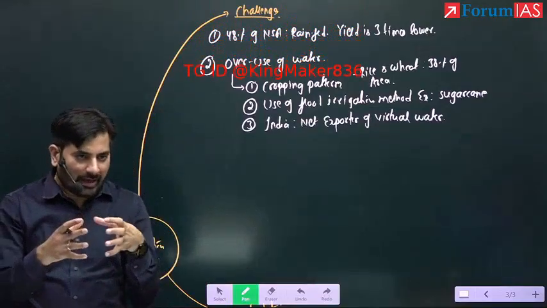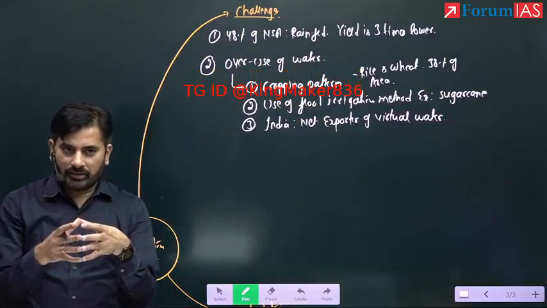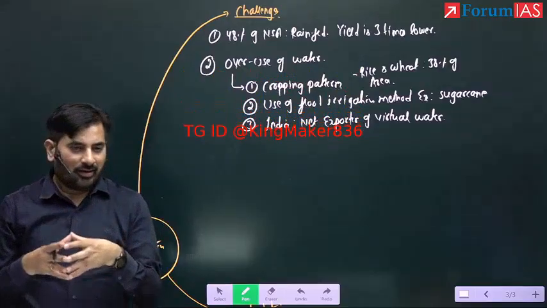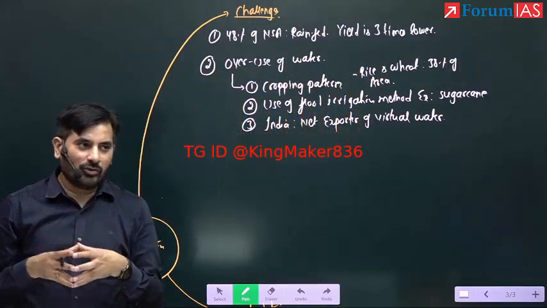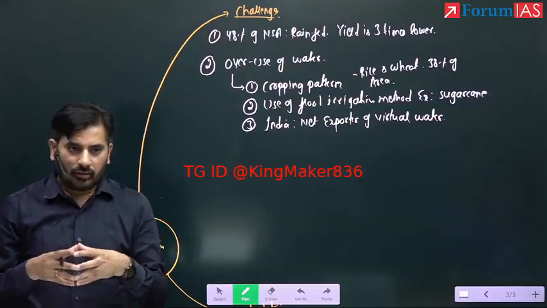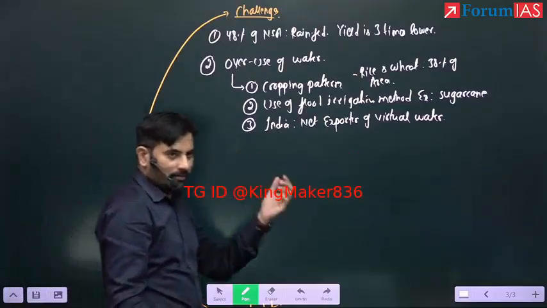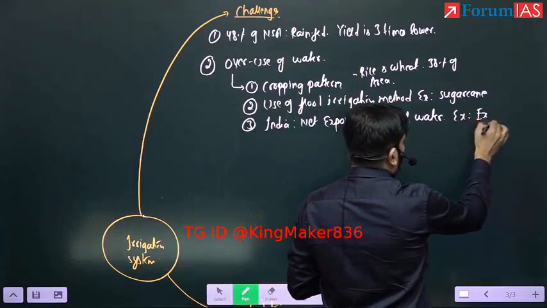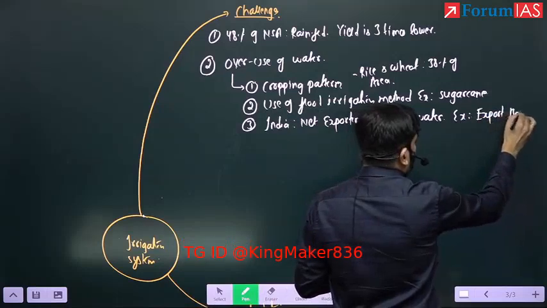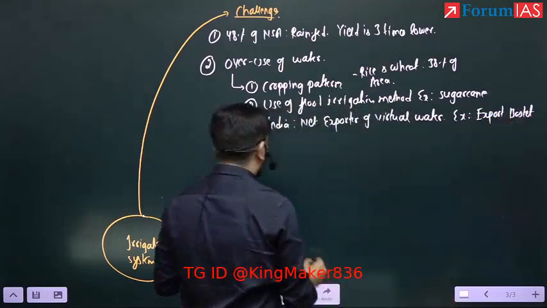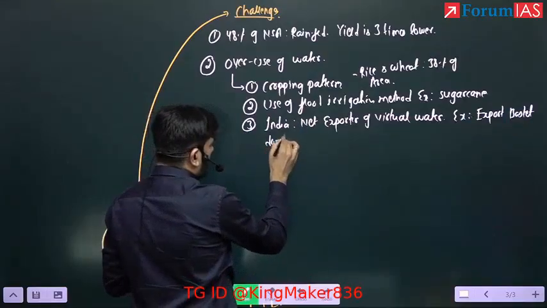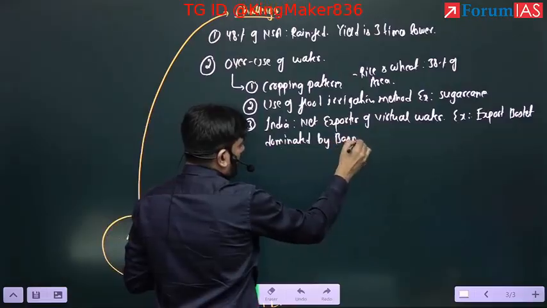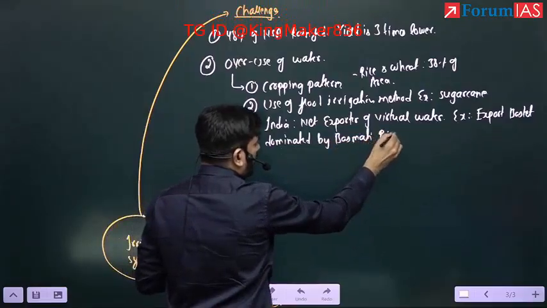Actually, if you look at our export basket of agriculture commodities, our export basket is dominated by basmati rice. And you must understand basmati rice consumes a lot of water. So our export basket is dominated by basmati rice. Example, you can write export basket is dominated by, but that way, why is China an importer of water?